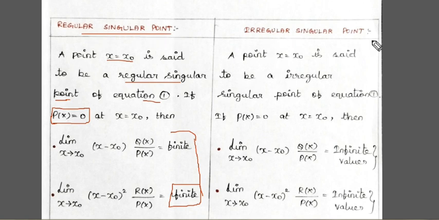Then the next definition, irregular singular point. A point x equal to x naught is said to be an irregular singular point of the general equation 1 if it must be a singular point. Then only come to the next step. What is the next step?